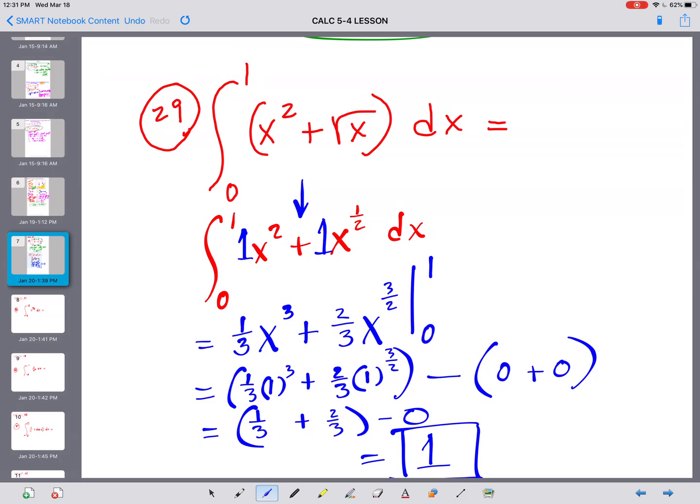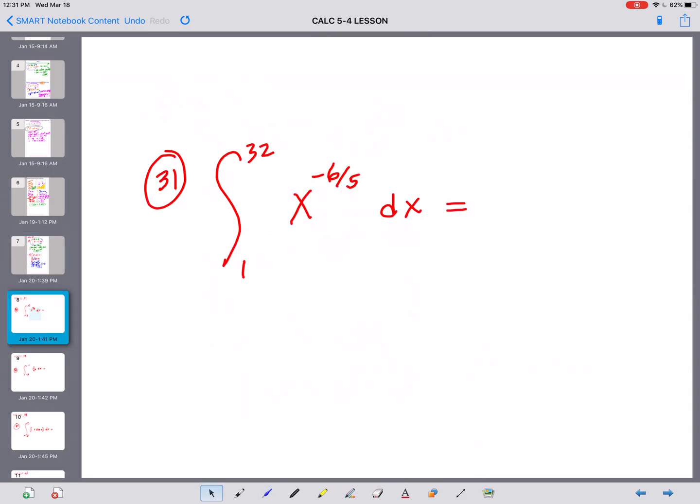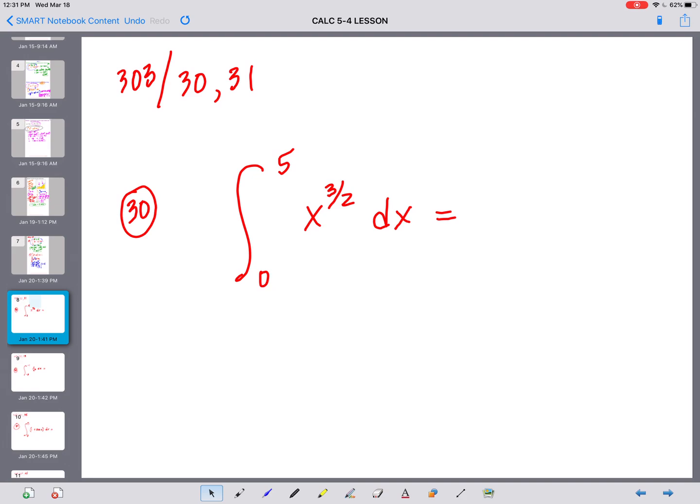Let's go to number 30. Okay, number 30, here we go. Our antiderivative is going to be a power function, and it's got to be 1 more than 3 over 2. Here's what I'm going to do: 3 over 2 plus 1. That's 3 over 2 plus 2 over 2. That's 5 over 2. So 5 over 2 is the power. Now, 5 over 2 times what number gives you the 1 that was sitting right out there? It's going to be the reciprocal, 2/5.